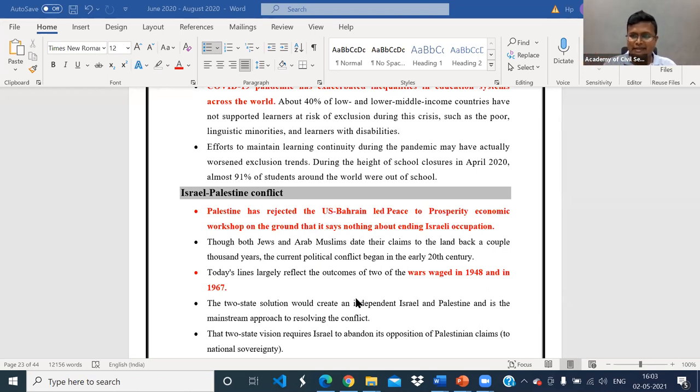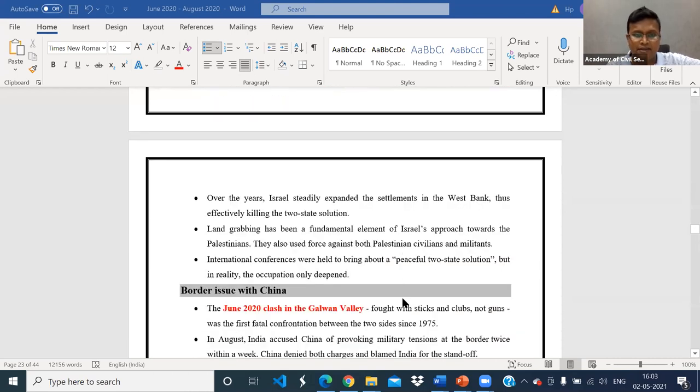Palestine wanted a condition in the peace agreement that Israel should stop all the ongoing occupation by them. They will never occupy any territory of the West Bank or Gaza in Palestine. That was missing in the agreement because Israel did not agree to that. That is why the Israel-Palestine peace treaty initiated by the US and Bahrain was rejected by Palestine. You can have some idea by reading the material I have given here.